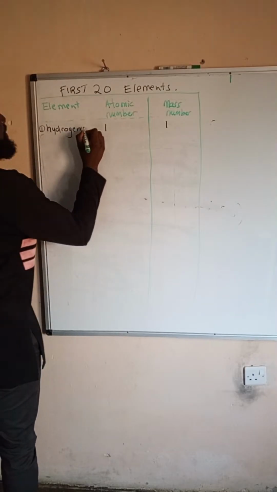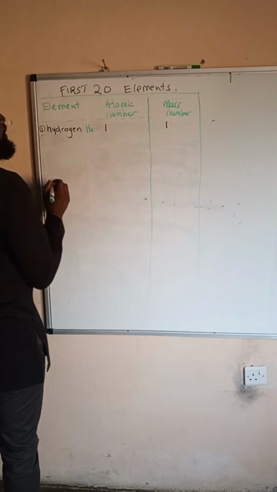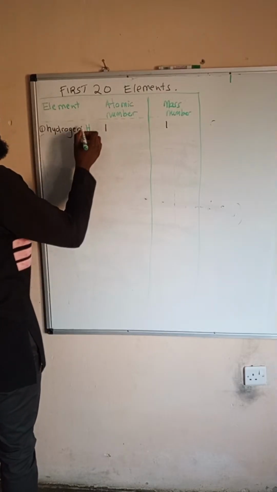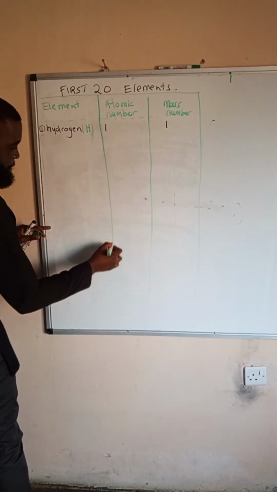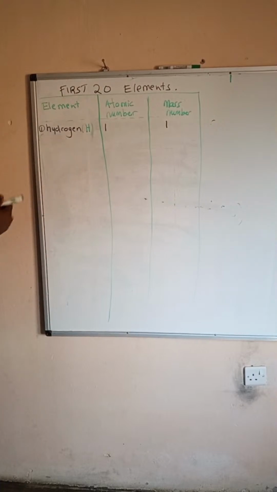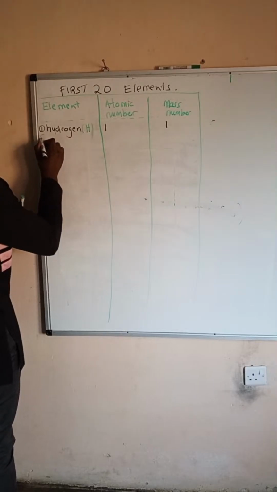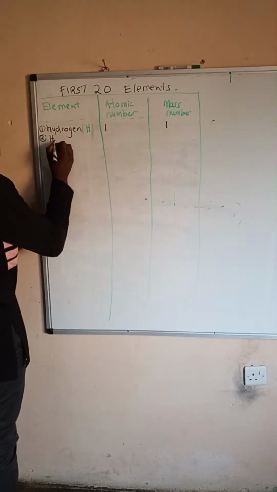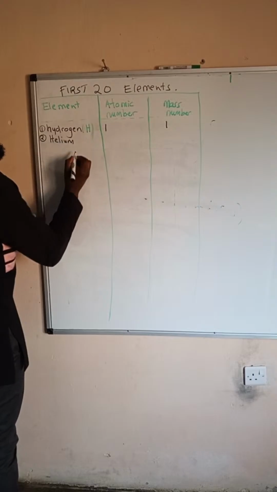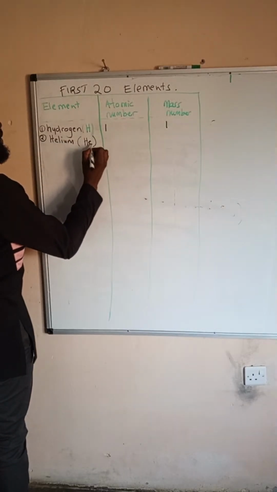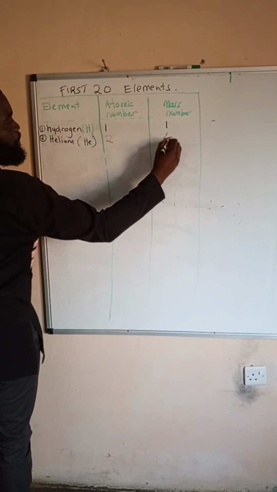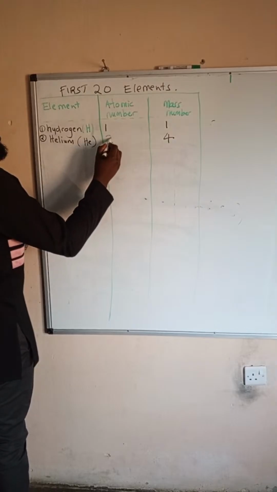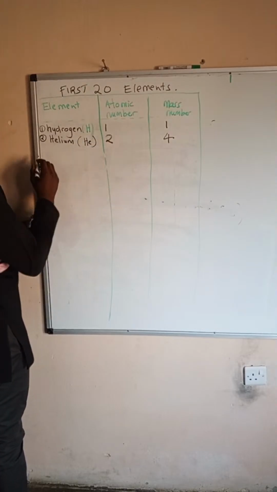So hydrogen, the symbol is H. Like this. This is the symbol for hydrogen, okay? So the line starts from here. The second one is helium. The symbol for helium is He. Atomic number is 2, mass number is 4.